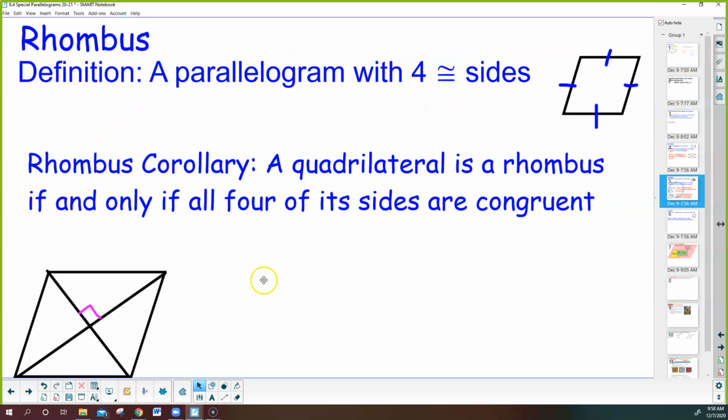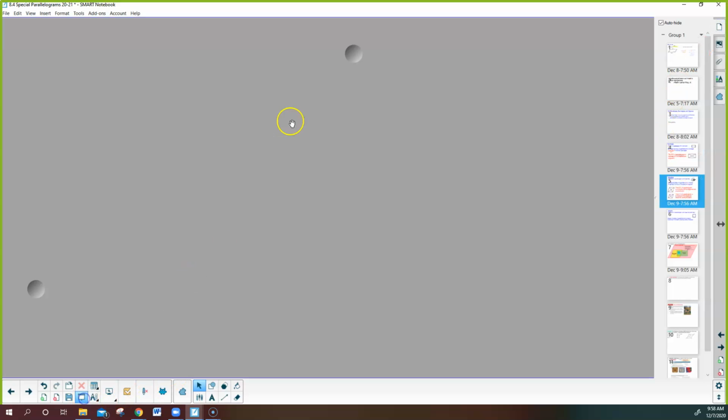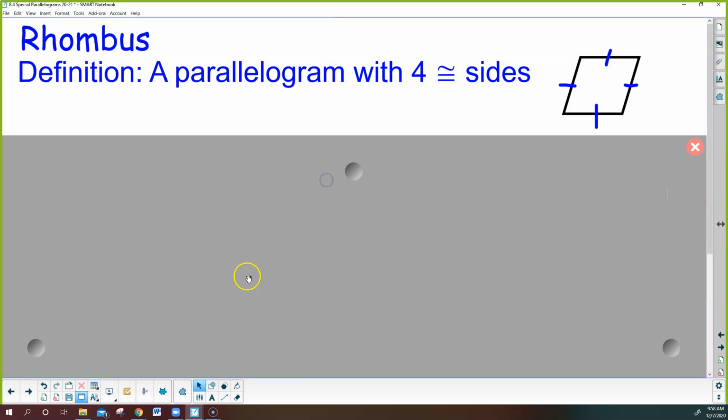Okay. So let's look at the rhombus. What is the definition of a rhombus? And let me know if I'm going too fast. Just throw it in the chat. I can slow down and give you more time to write. Just let me know.